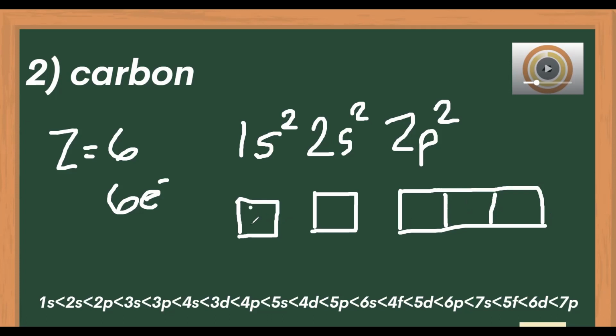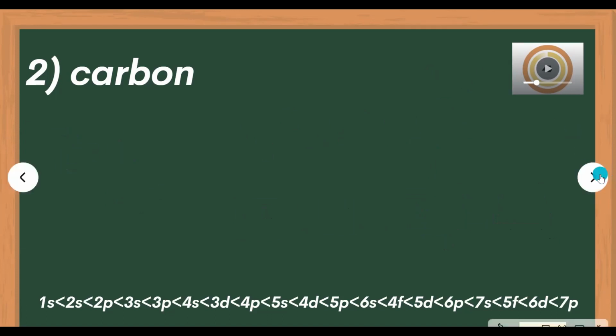Okay, so again, we have to occupy first the lowest energy level before we proceed to another. Right, so this is the orbital diagram for carbon. I hope it's clear. Now let's proceed to another example.